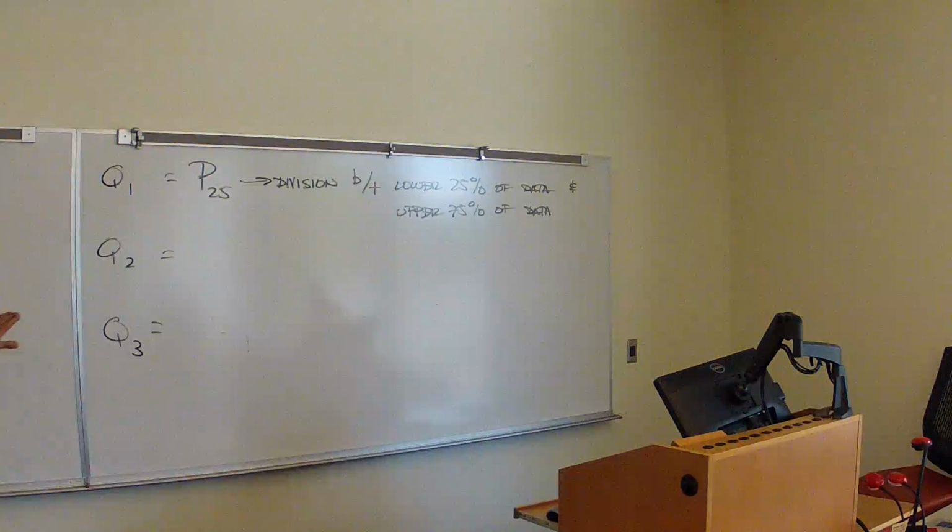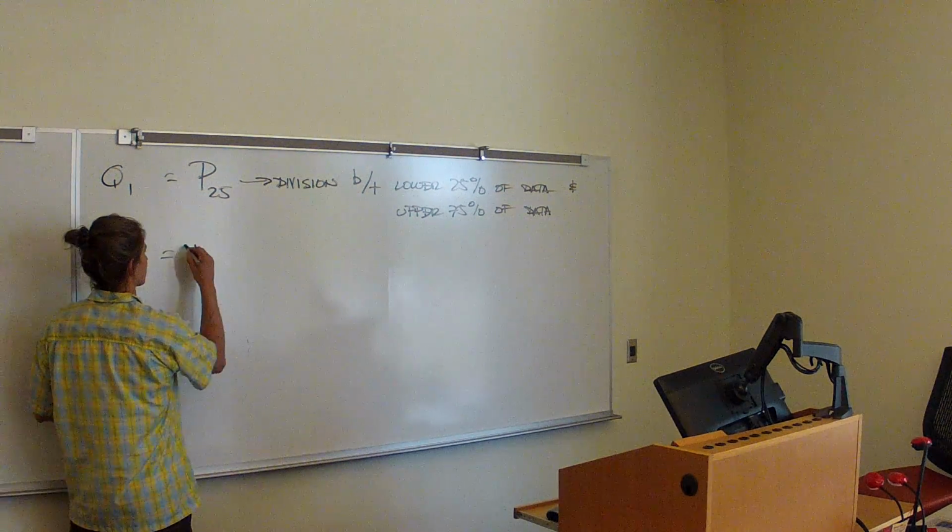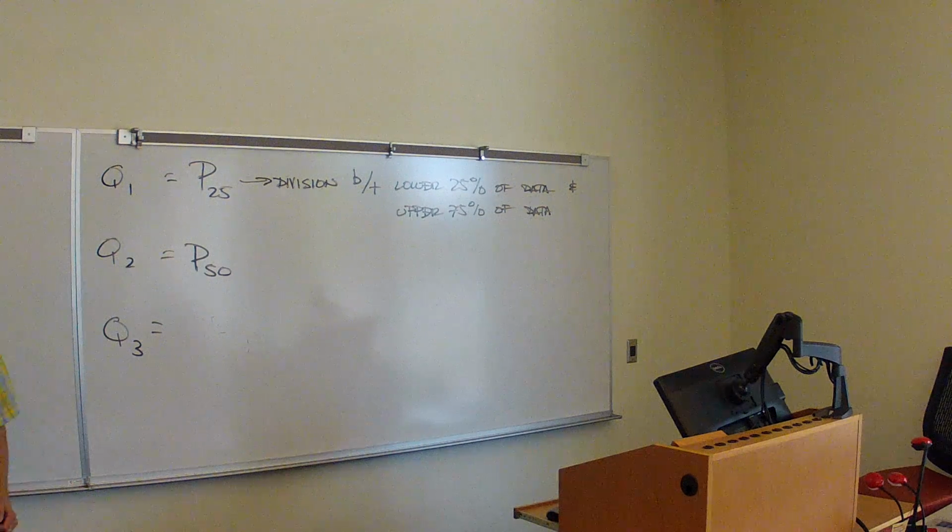What would Q2 be? What do you think, friends? What do you think Q2 would be? 50. That's exactly right. It's the divider between the lowest 50% and the upper 50%.